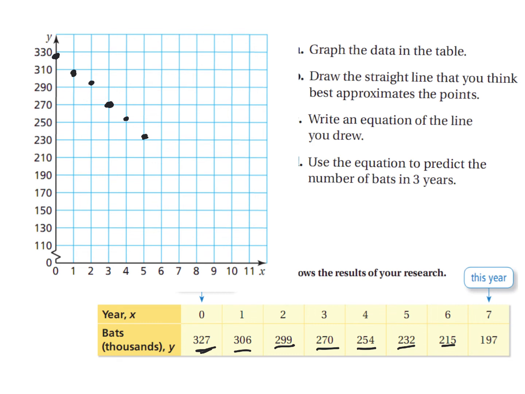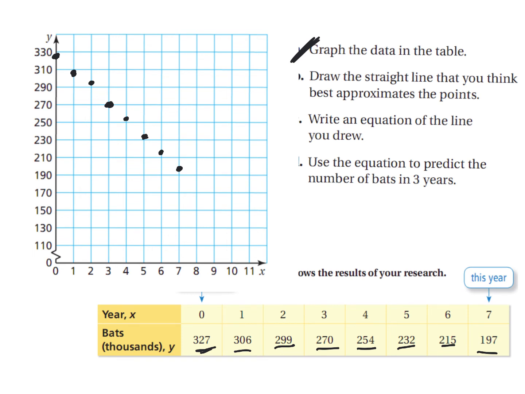At 6, 215, so maybe up a little bit. And 197 at 7, so that looks about right there. And on some of these, you just have to do your best job. So we graphed it. So now let's draw our line of best fit. And I'm, again, doing the best I can.